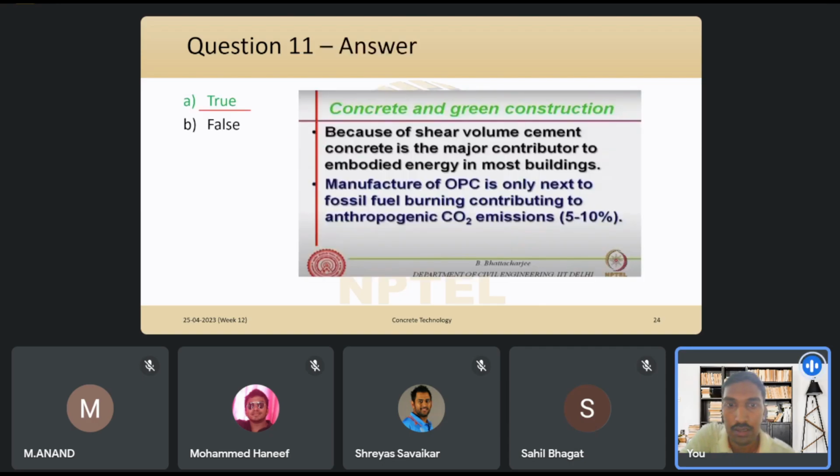Because when we look at the production of cement, it is the clinker production process in our OPC, ordinary Portland cement, that leads to a lot of CO2 emissions, right? Among all our anthropogenic emissions, which means human-created emissions, fossil fuel burning is the first one. That creates the number one quantity of CO2 emissions. Second to that is the manufacturing of OPC. You can think about the scale of the emissions that we are talking about. It contributes 5 to 10%.